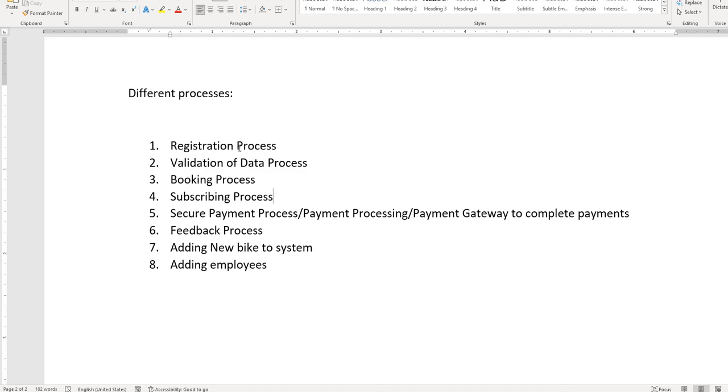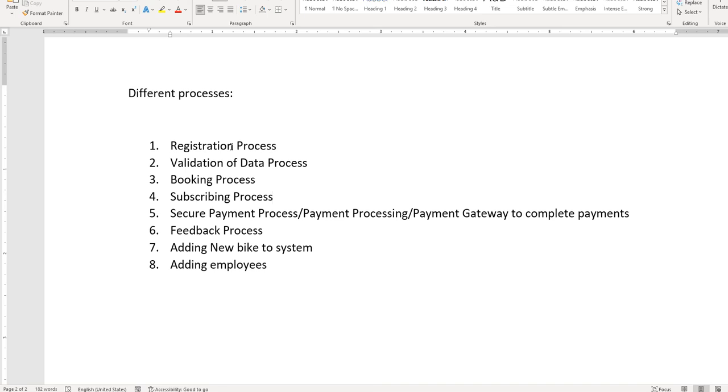Next, invoice generation can be included. Based on the timings that the user uses the bike, the invoice should be generated, for which the payment should be made by the user. Then a secure payment process should be conducted. Then again, a feedback process, to understand the feedback of the users of the bicycle and what their concerns are. To know them, we need a feedback process.